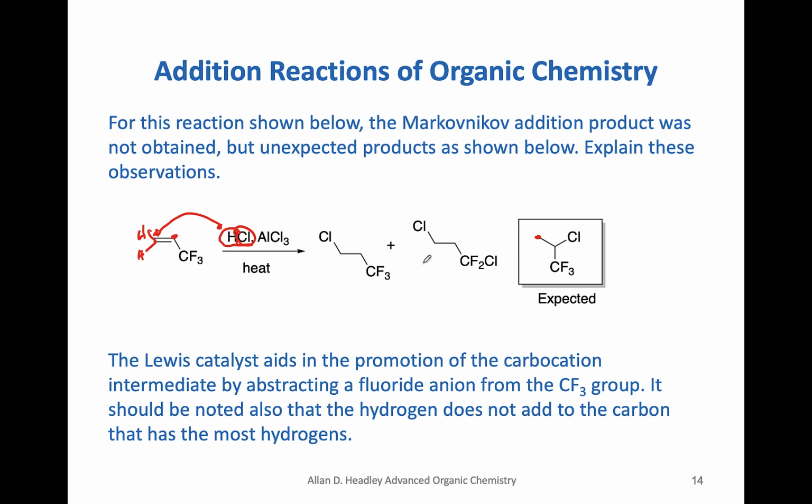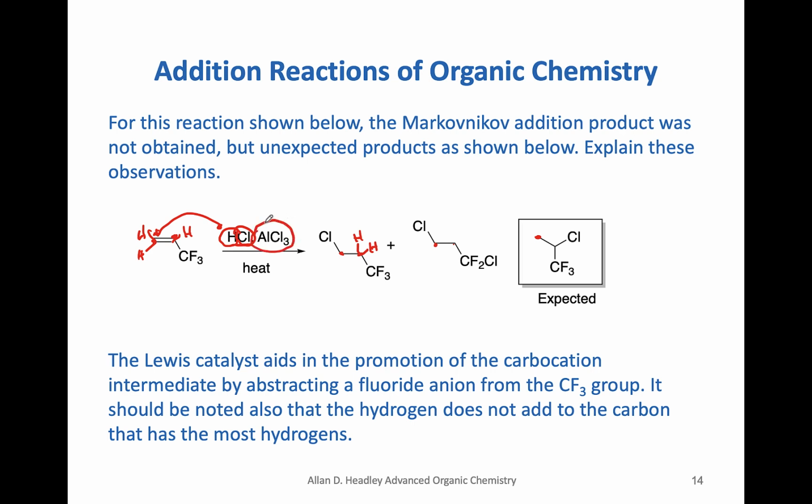But the bottom line is we do not observe that as the product. What's observed is that the Cl adds to this carbon and the H adds here, because now this was a CH and now it's a CH2. So the addition was completely reversed. Let's see why though. Let's first of all discuss this AlCl3.